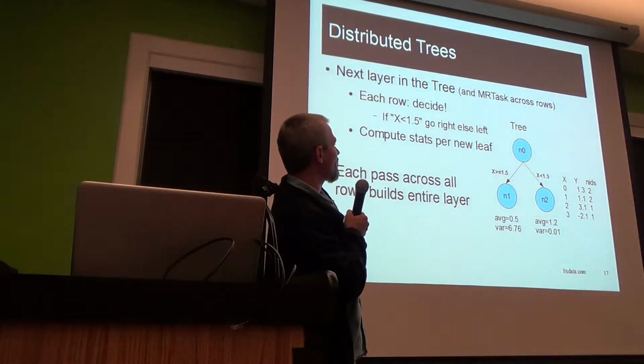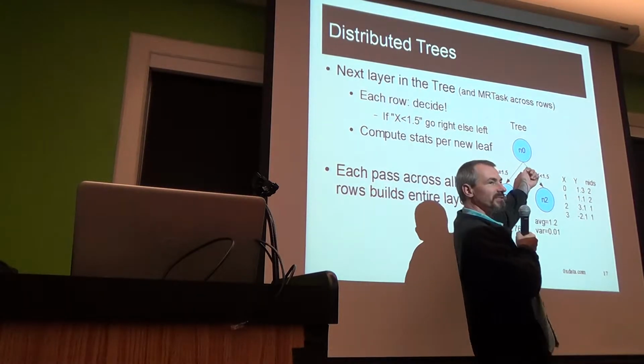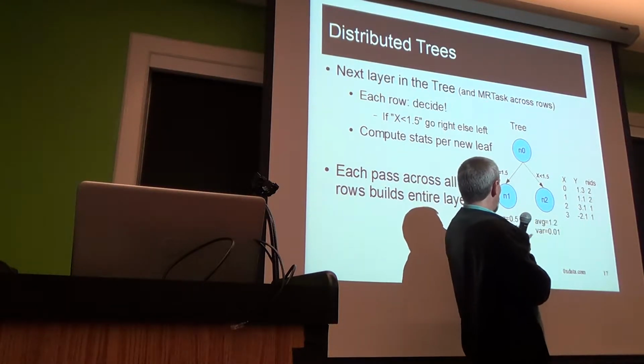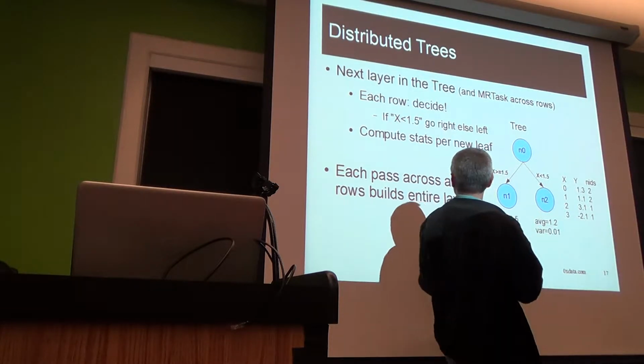And then I make another pass over all the rows. When I make the pass, I pick each row and apply this decision, and it goes left or right. And I assign a new node ID to it. And then I bin it again, according to which piece it landed in.